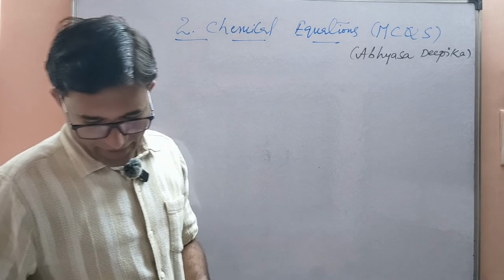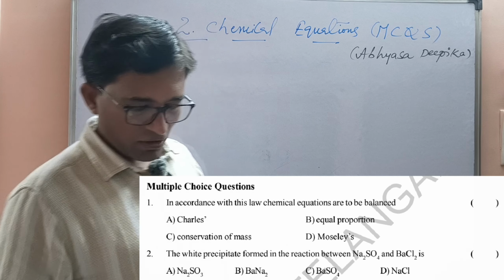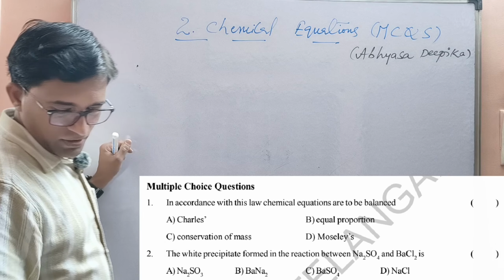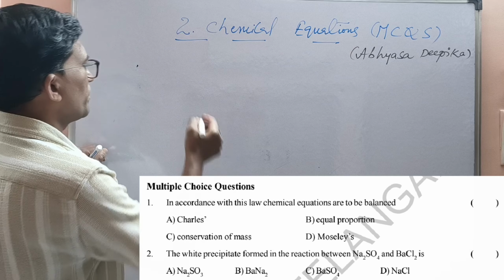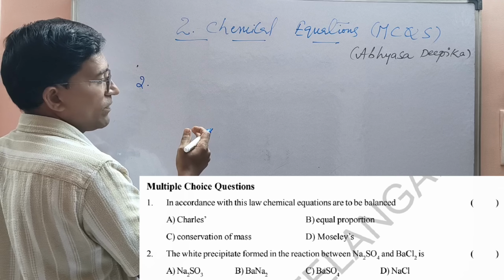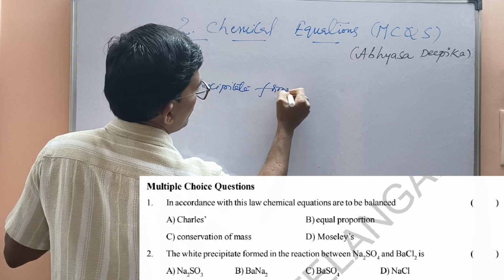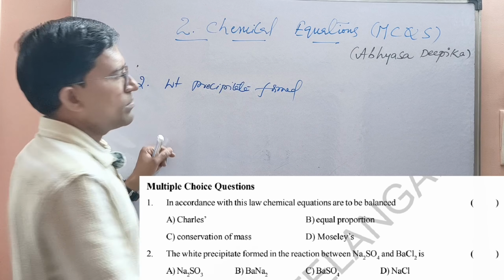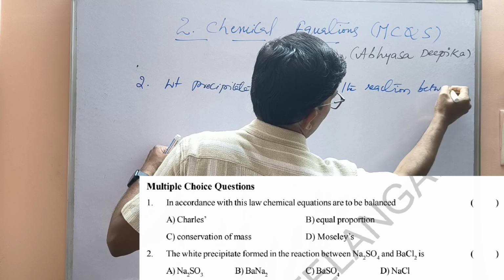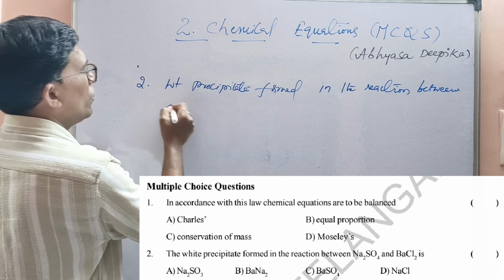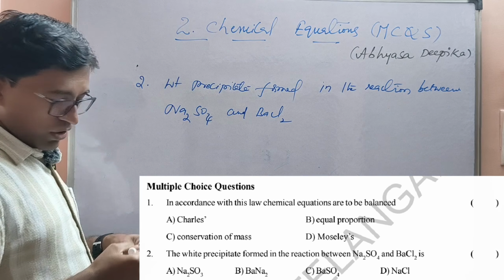The second question is, the white precipitate formed in the reaction between Na2SO4, which is sodium sulfate, and BaCl2.